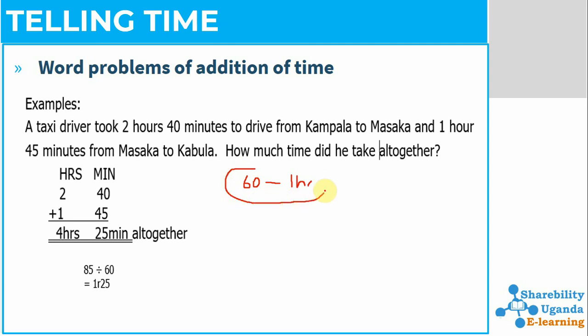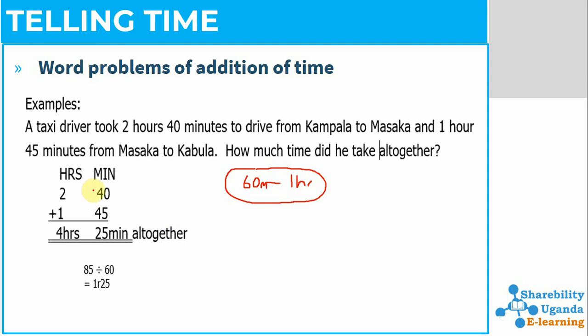It is going to help us to calculate and make some additions of our time, for us to find the total time that this guy took from Kampala to Masaka, and also from Masaka to Kabula. So we shall be able to use this concept where 1 hour is equal to 60 minutes.